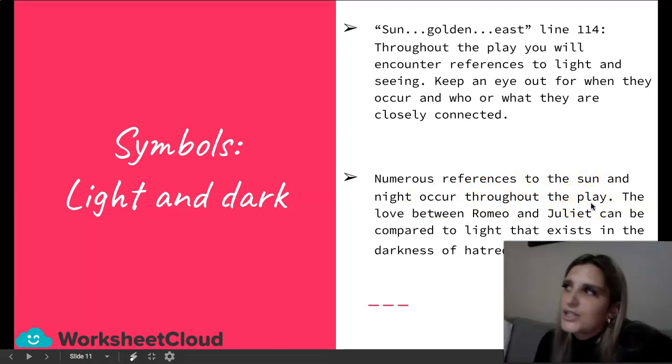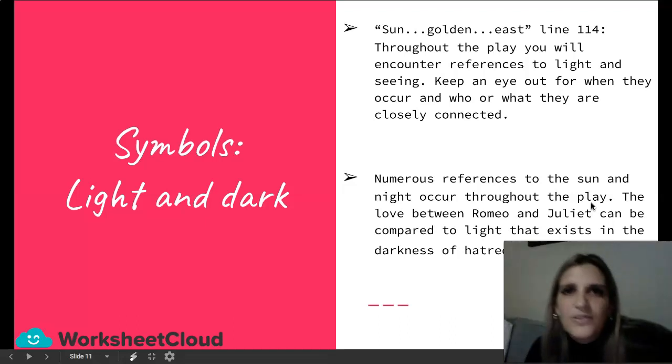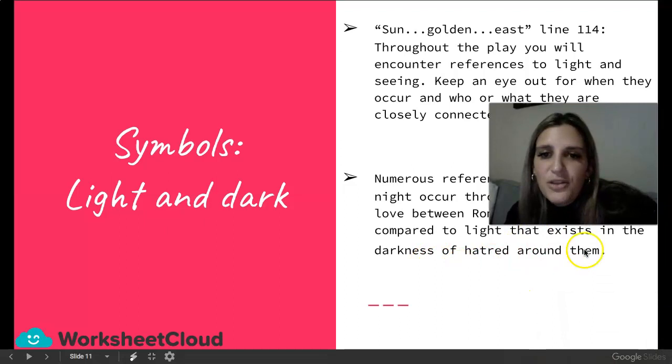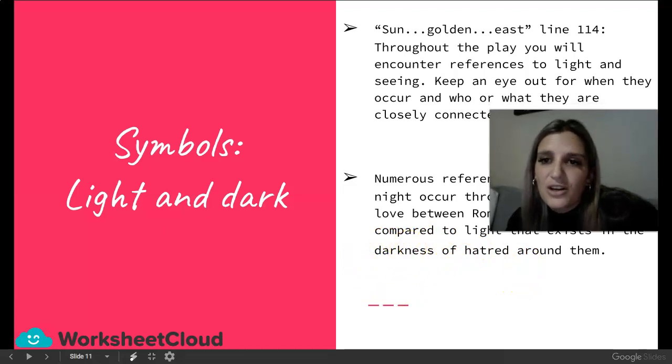Normally Shakespeare likes to use weather as a bad omen. So if it's raining, if it's storming, if it's windy, or if it's just really bad weather, that's normally something bad is going to happen. The love between Romeo and Juliet can be compared to light that exists in the darkness of hatred around them. So they are the light, and the feud and the conflict and all the hatred is the darkness.